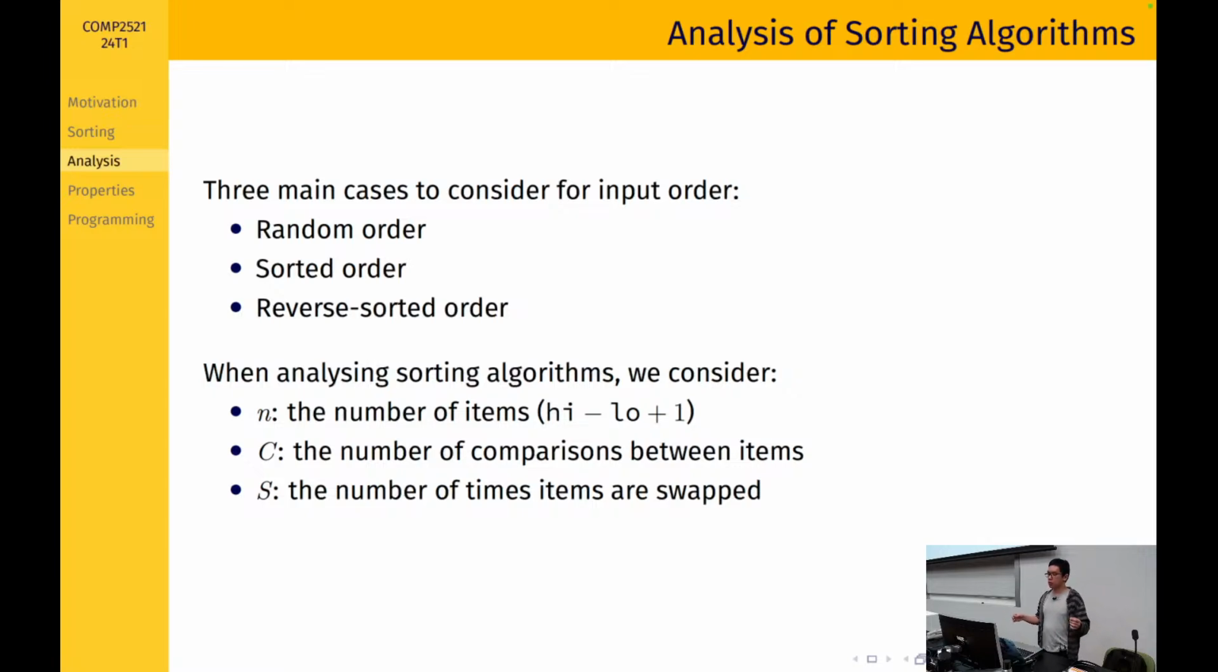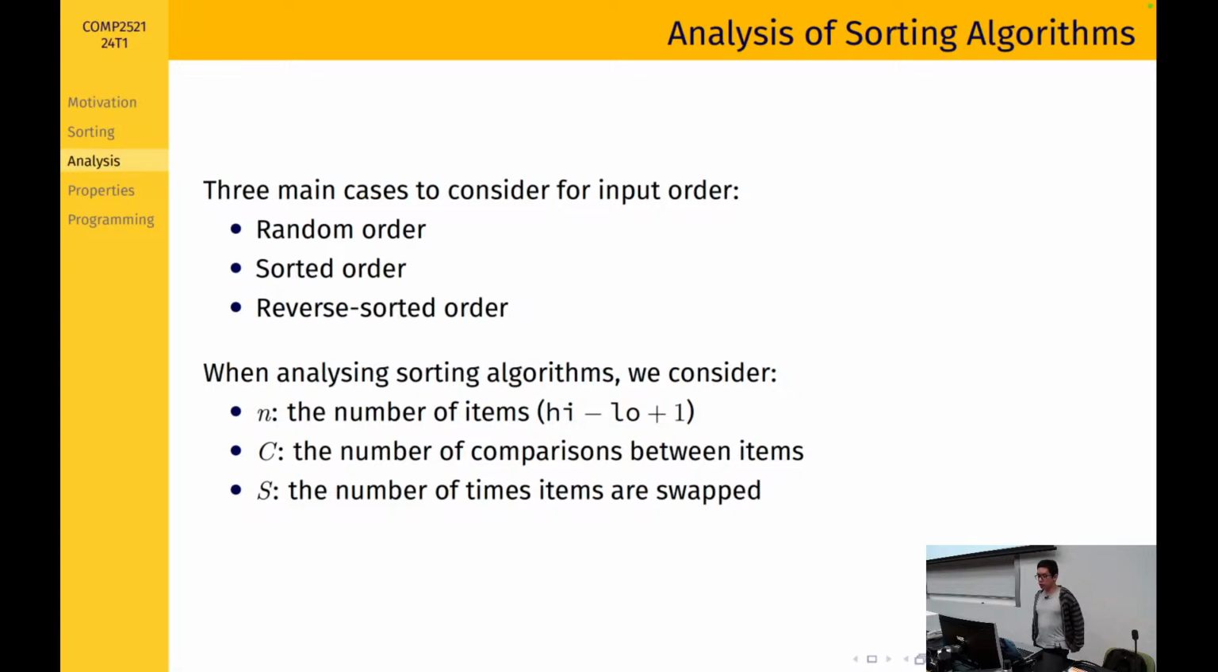A sorted array is the most sorted something can be, and a reverse sorted array is the most unsorted something can be. It's like the opposite of being sorted. And random order is useful because it lets us analyze the average time complexity.